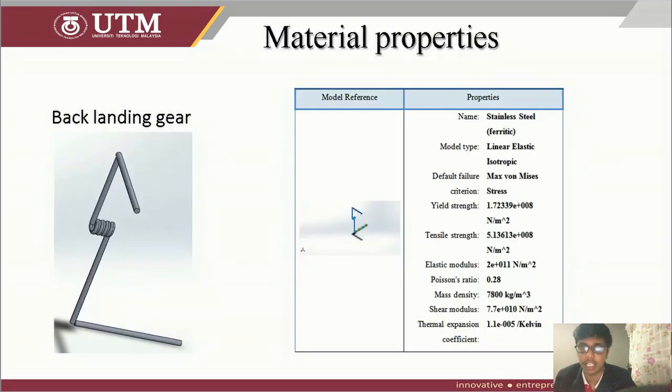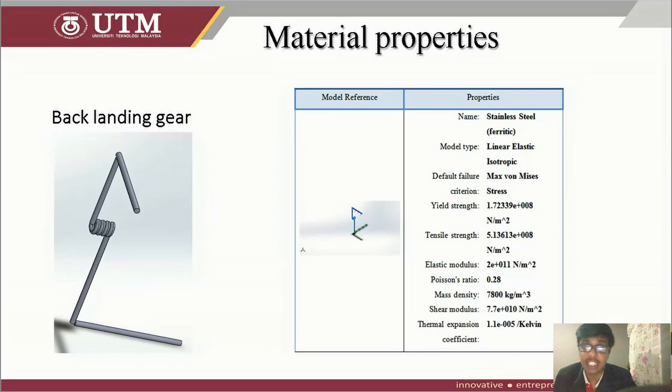These are the back landing gear material properties. What we're using is a stainless steel. As you can see, the default will be the maximum von Mises stress, that will be what we will be analyzing. The yield stress is 1.72339 times 10 to the power of 8 newton per meter squared. The tensile strength will be 5.13613 times 10 to the power of 8 newton per meter squared. The elastic modulus will be 2 times 10 to the power of 11 newton per meter squared. The Poisson's ratio will be 0.28. The mass density is 7,800 kilogram per meter cubed.